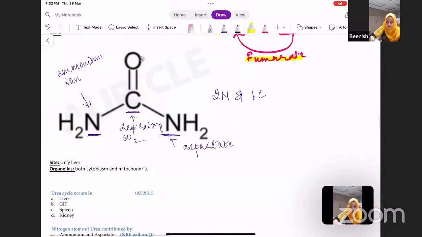Where is the urea cycle taking place? It takes place only in liver, and it is both cytoplasmic and mitochondrial.